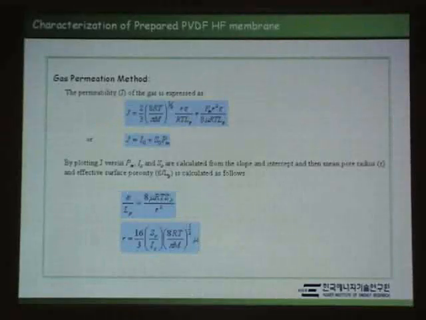Now this membrane was characterized using the gas permeation method. The permeability of a gas across the membrane is a combination of Poiseuille flux and the Knudsen flux. So J is the permeability, of course. It's a combination of two terms. So this equation can be written in the simplified form. Here the permeability was plotted against the mean pressure Pm, and from that we determined the intercept I0 and the slope. Using this intercept and slope, we determined the mean pore radius r and the effective surface porosity using these two equations.